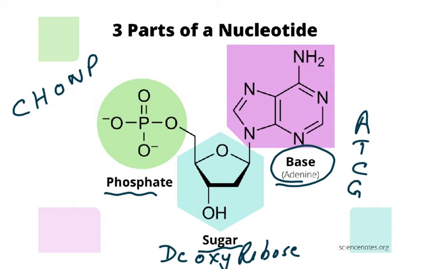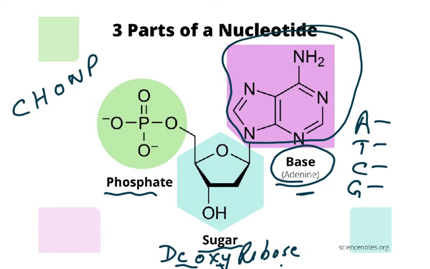There is a deoxyribose sugar, a base, which is the variable one. It can be adenine, thymine, cytosine, or guanine. This is the one which can change. The rest cannot change. The deoxyribose will always be there, and the phosphate will also be there.